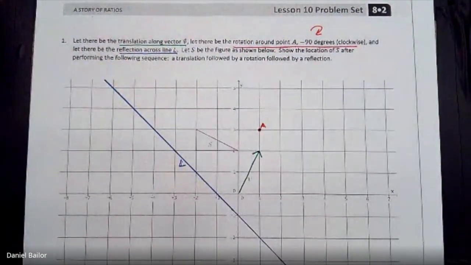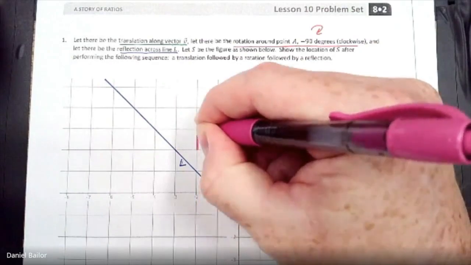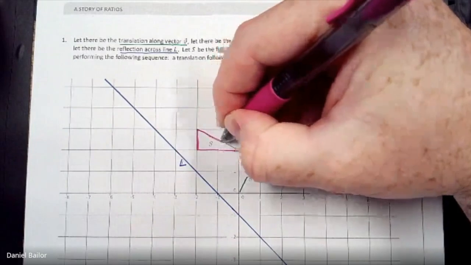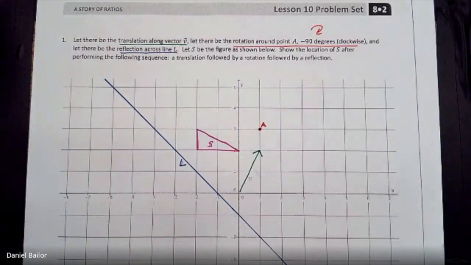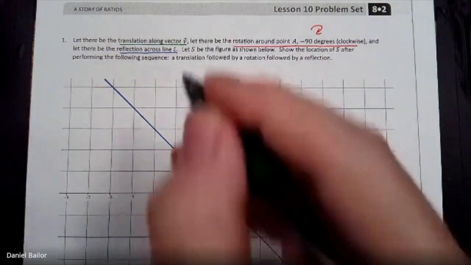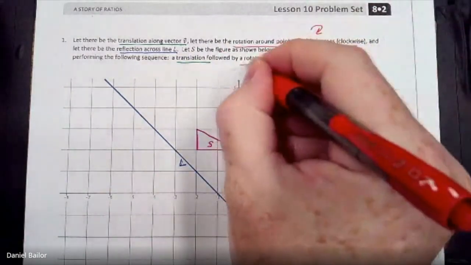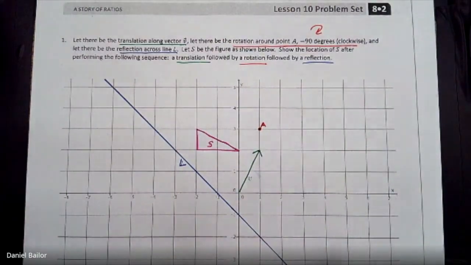So you have a translation, a rotation, and a reflection. And let S be the figure shown below. So this S, this triangle, is the figure that I think you're going to be doing things to. Show the location of S. So how does S move after this sequence? The translation, followed by the rotation, followed by a reflection. So that's the order you're doing them in.